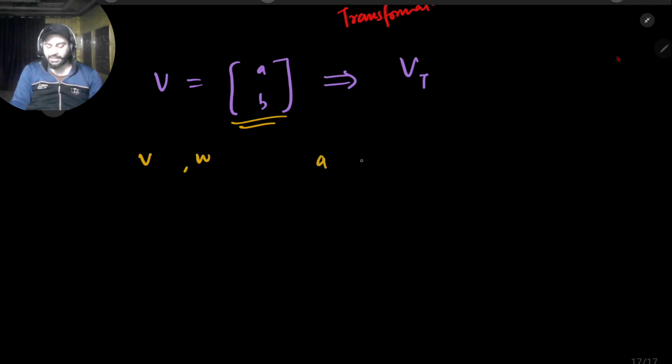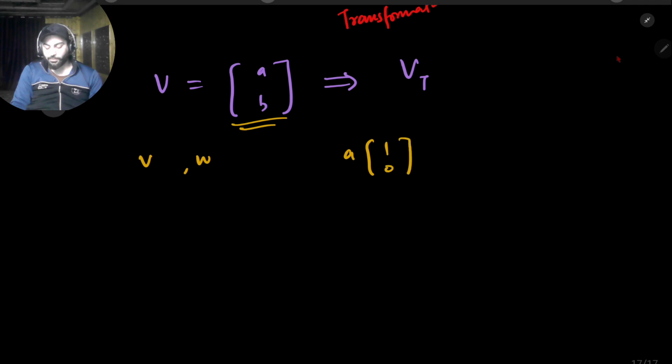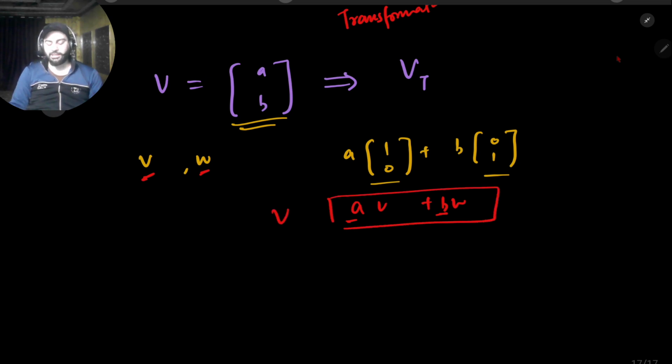So this vector (a, b) can be represented, maybe in the standard basis, as a times (1, 0) plus b times (0, 1), and these can be generic vectors as well. So I can write it as av plus bw. These are the two basis vectors that I showed, and a and b are the coefficients. This is the form of the vector written as a linear combination of its basis vectors. Is it clear so far?